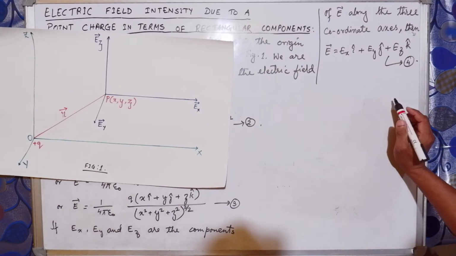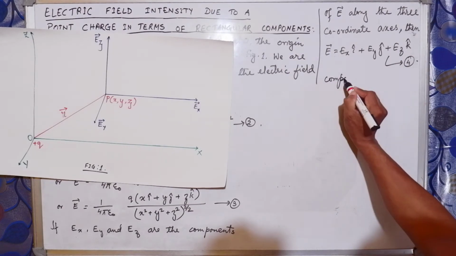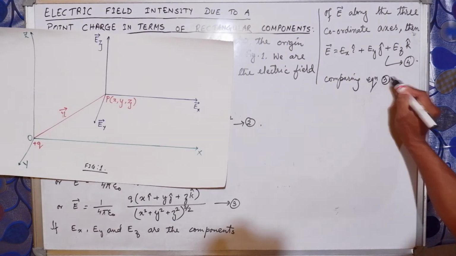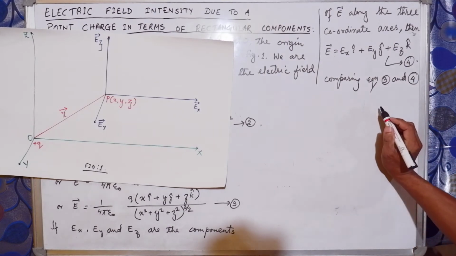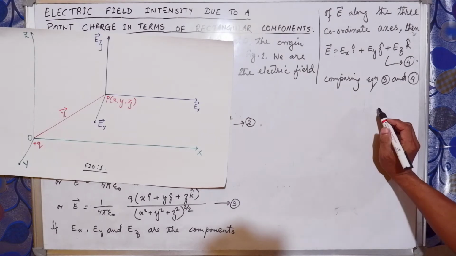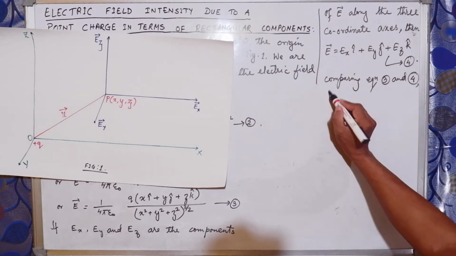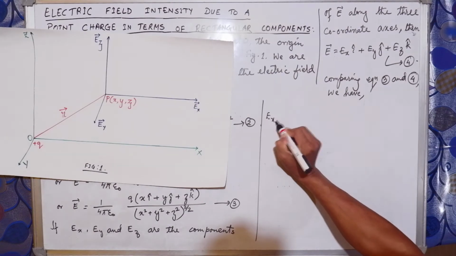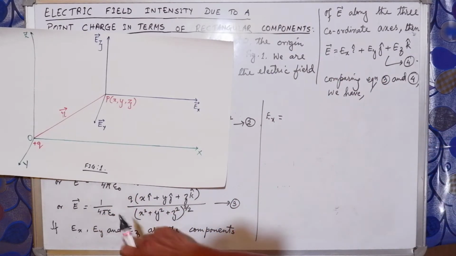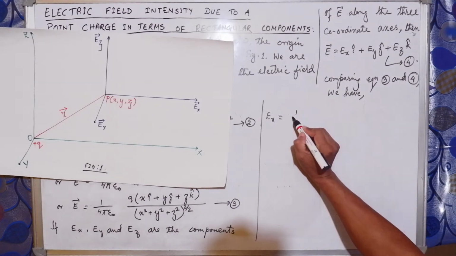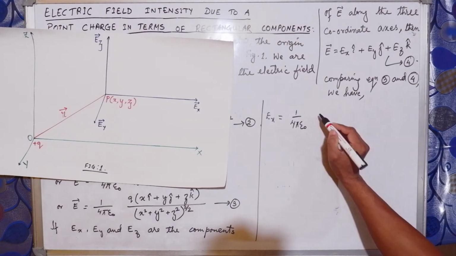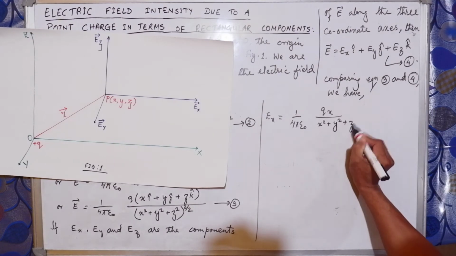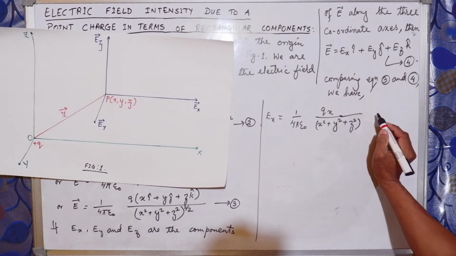Now comparing equation 3 and 4, we have Ex, the i component, equal to 1 by 4 pi epsilon naught Qx by x square plus y square plus z square to the power 3 by 2.